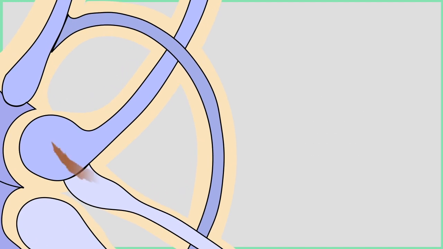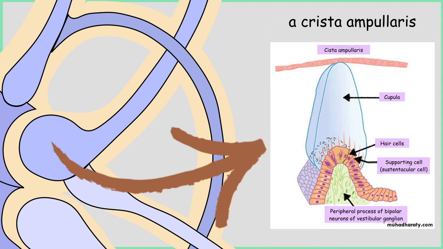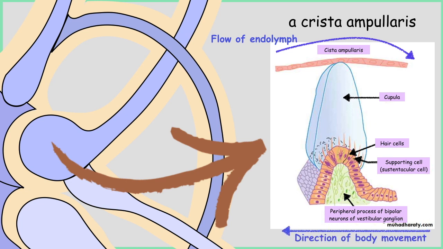The crista ampullaris consists of a cluster of hair cells encased within a gelatinous structure called the cupula. When the head turns, endolymph within the semicircular canals pushes the cupula in the opposite direction to the movement of the head.